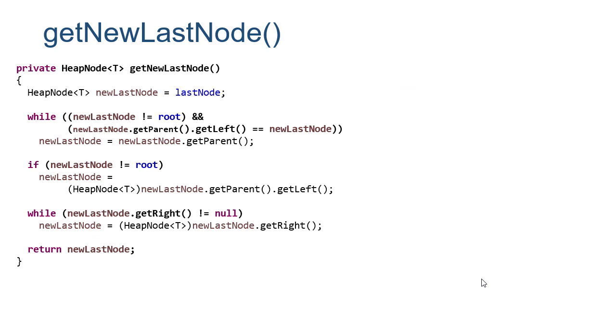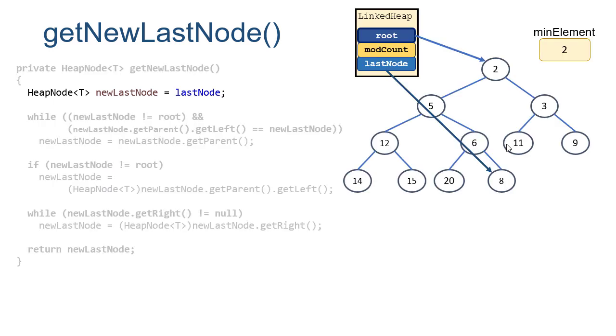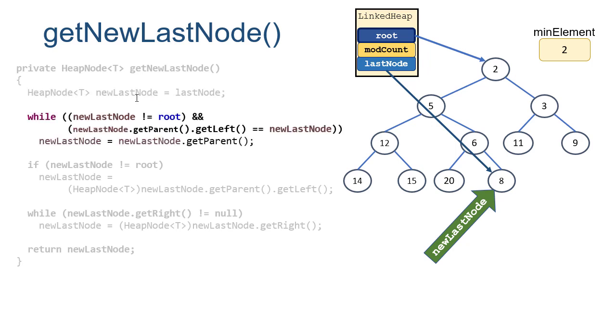Okay, so let's see how getLastNode works. So we're going to see 2 examples of this working just so that we can see how all of this code works. So the first thing we're going to do is create a reference called new last node that refers to the original last node from the heap. Then, as long as that's not the root, and as long as it's the left child of its parent, again, new last node get parent get left, that gets the left child of new last node, and we check to see, is that last node? This is a right child, so that's going to fail, and so we'll skip this for now.